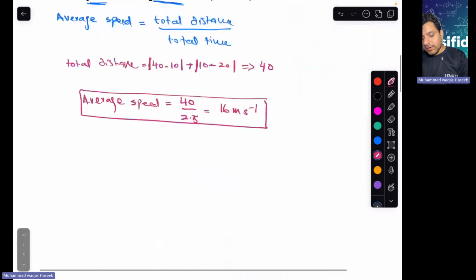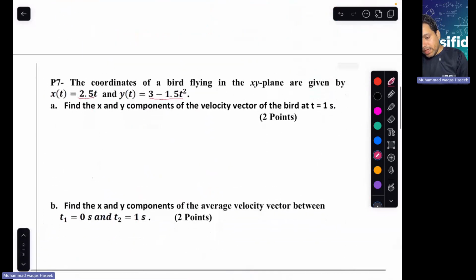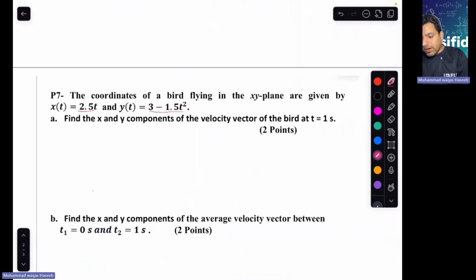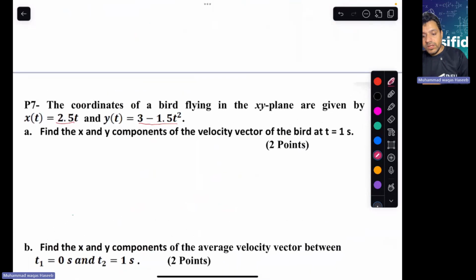Okay, now move to the next problem. Here we have a function. If you are given a function of x or y, how would you solve a problem related to this? Okay, great.